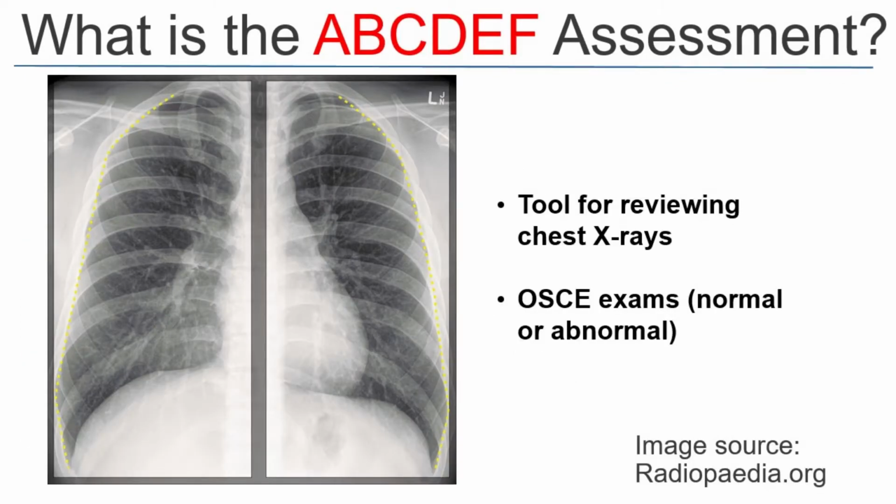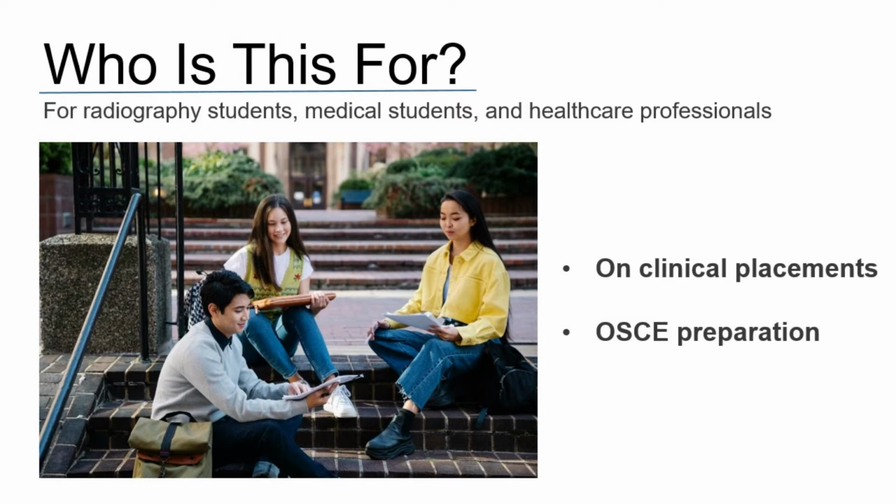What is the ABCDEF approach to analysing chest x-rays? This is a systematic step-by-step method for checking everything in a chest x-ray for abnormalities, or to ensure that a chest x-ray is normal. And this is useful so we don't miss anything when it comes to assessing patients. This is very useful for healthcare students and radiography students if you have OSCE exams coming up.